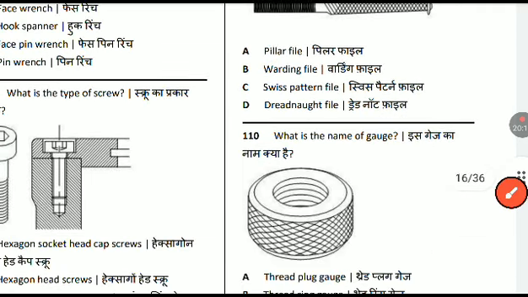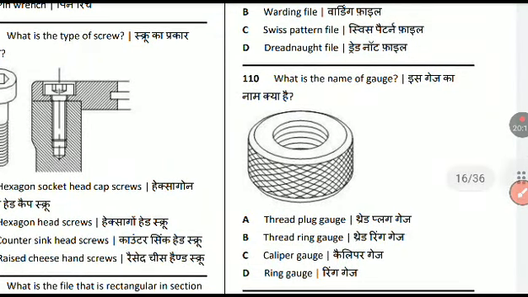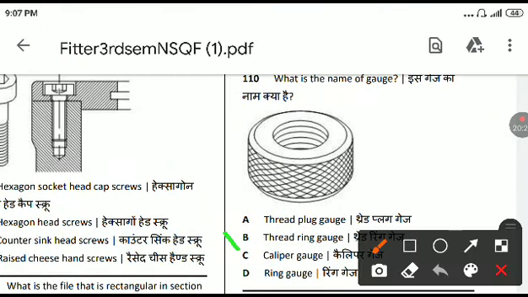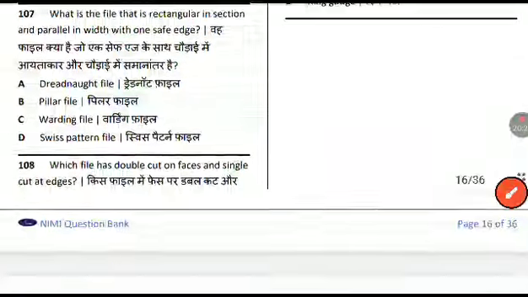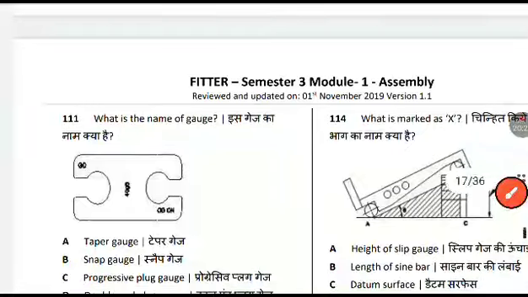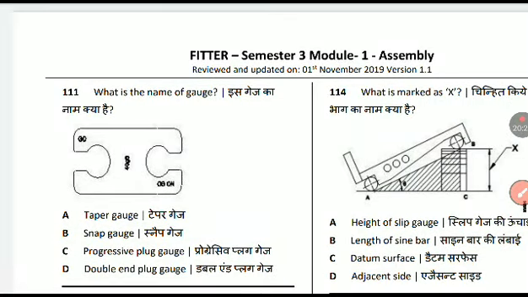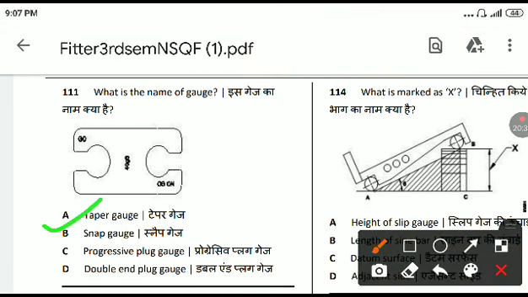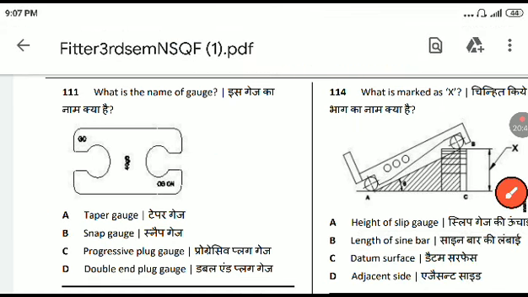What is the name of gauge? Thread plug gauge, thread ring gauge. Option B, thread ring gauge. What is the name of gauge? Taper gauge, snap gauge. Option B, snap gauge.